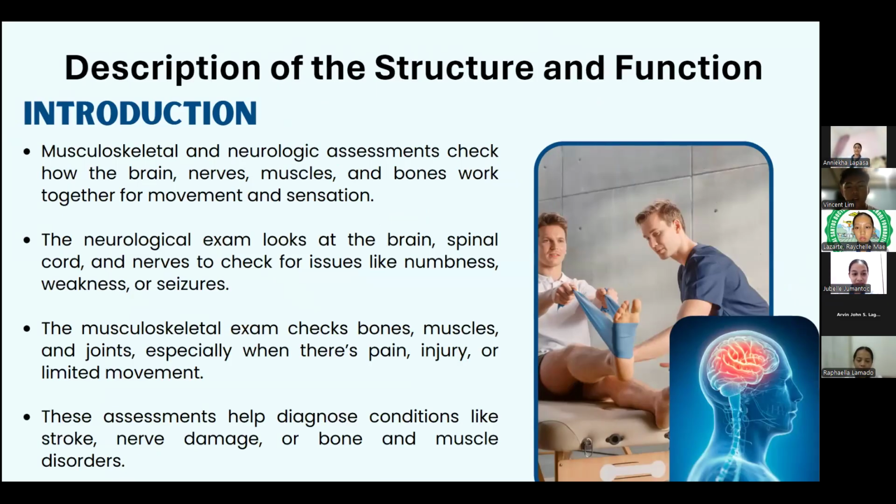So for the introduction, musculoskeletal and neurologic assessments check how the brain, nerves, muscles, and bones work together for movement and sensation. The neurological exam looks at the brain, spinal cord, and nerves to check for issues like numbness, weakness, and seizures. The musculoskeletal exam checks bones, muscles, and joints, especially when there's pain, injury, or limited movement. These assessments help diagnose conditions like stroke, nerve damage, or bone and muscle disorders.